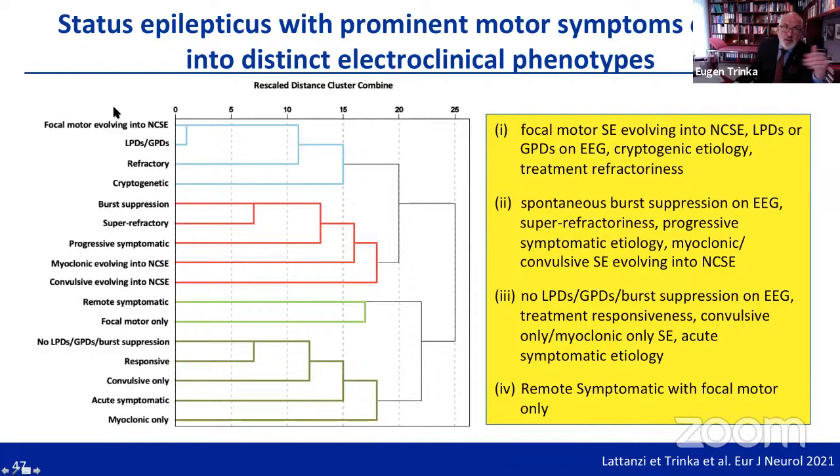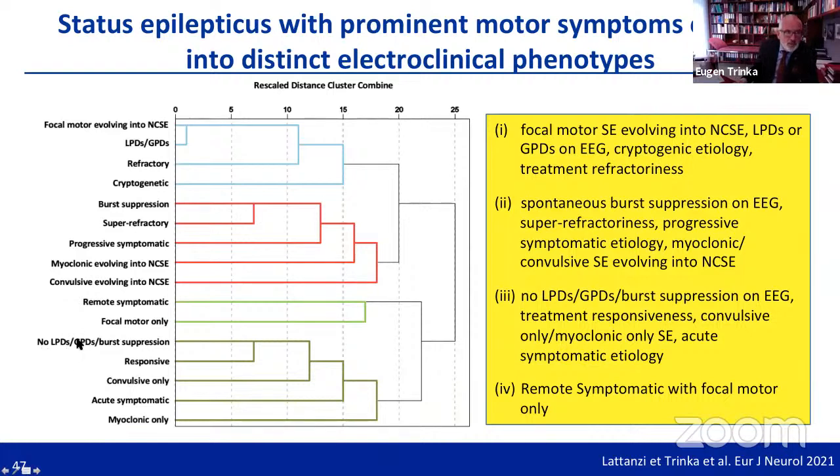And you remember the slide which I had at the beginning, that the semiology alone is also predicting. Now we are even better in looking at this cluster. Number 2: spontaneous burst suppression on EEG, super refractoriness, progressive symptomatic etiology, myoclonic convulsive status evolving into comatose, non-convulsive, and convulsive evolving into comatose, non-convulsive. Important categories, poor prognosis.